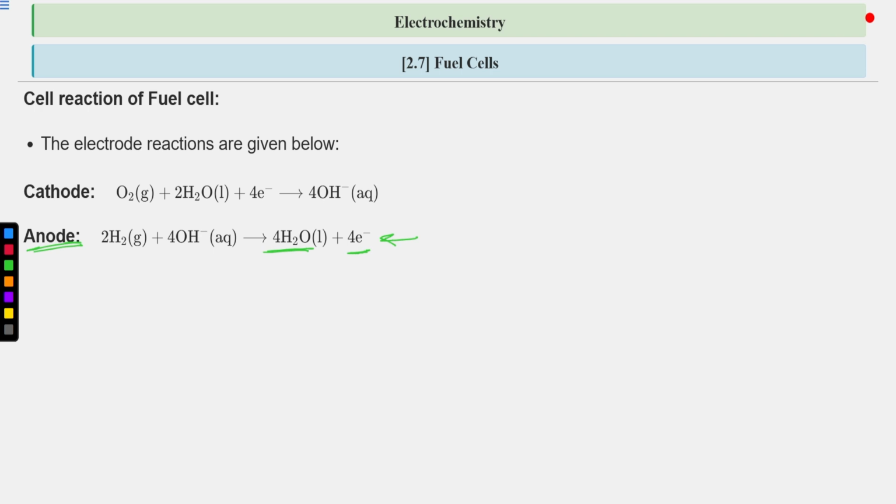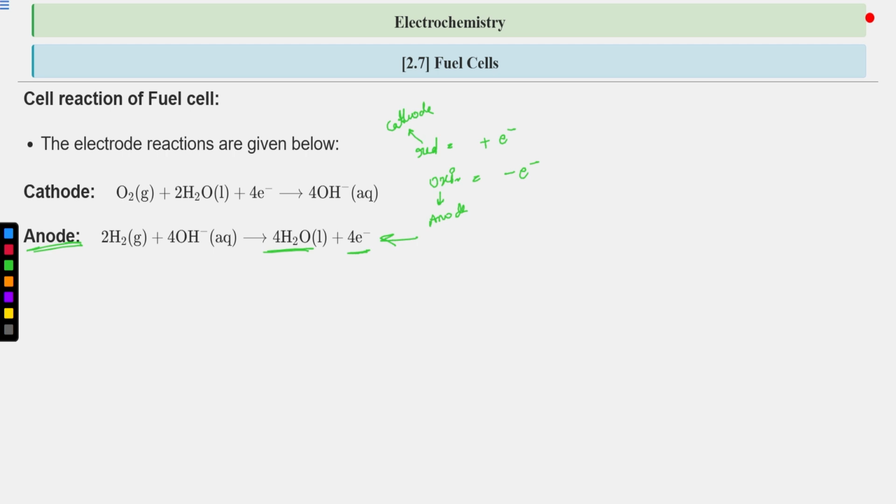If I revise the concept of cathode, anode, reduction and oxidation: reduction involves the gaining of electrons, while oxidation involves the losing of electrons. Generally in most cells, oxidation happens on the anode and reduction happens on the cathode. And in oxidation, the electrons being released are on the product side.